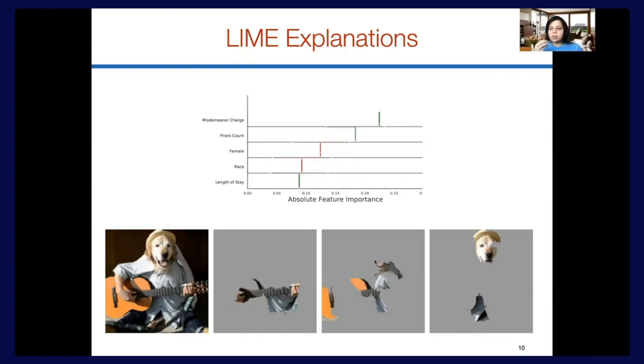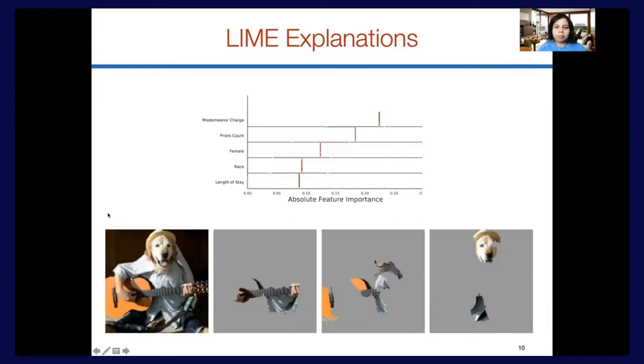After doing that, the output that they get, for example, in this case, is highlighting the top 3 important features. You can see the face of the dog, and then the electric guitar strings, and so on, right? Those are the important features that LIME recognizes. So these are the explanations that LIME outputs, okay?